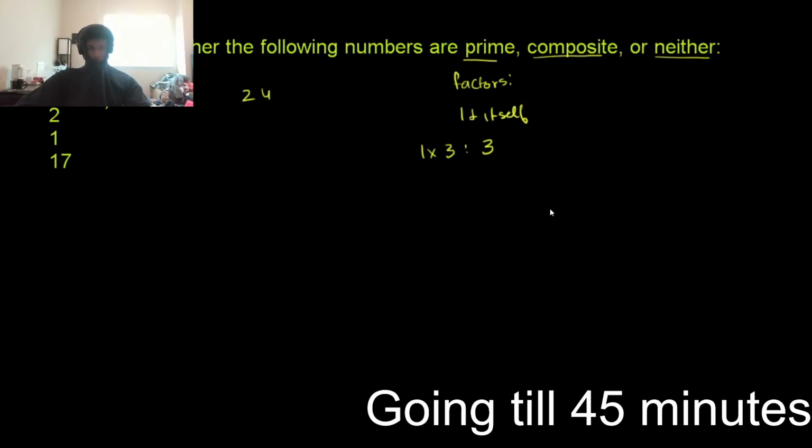But it's also divisible by 2. 2 times 12 is 24, so it's also divisible by 12. And it is also divisible by 3. 3 times 8 is also equal to 24. And even at this point, we don't actually have to find all of the factors to realize that it's not prime. It clearly has more factors than just 1 and itself. So then it is clearly going to be composite. This is going to be composite.